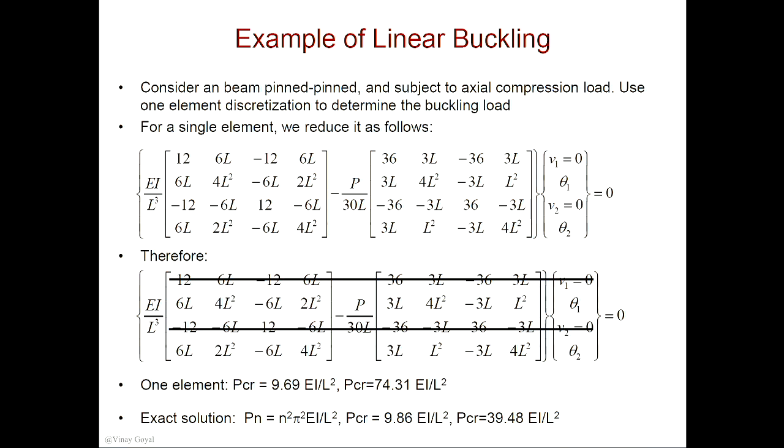So not too bad. The second one does not match very well. I think that's expected. I only have one element, and I'm trying to capture the behavior of the second mode with one element. That's not possible. So therefore, we need to increase the number of elements, and as I increase the number of elements, I will approach the exact solution. Again, here, the most critical buckling mode that needs to be used for design will be 9.86 EI over L squared, because that's what we should be using.